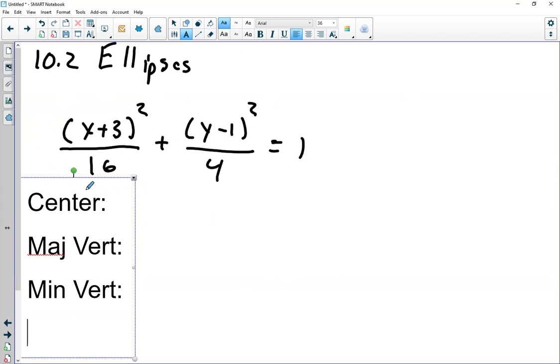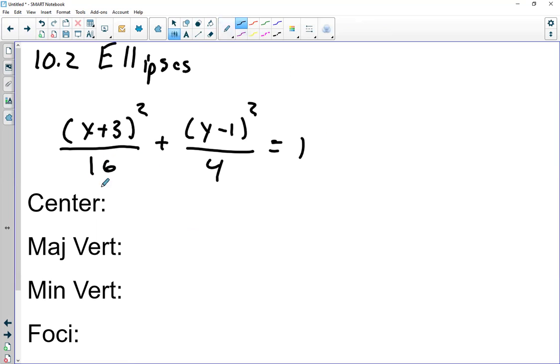Do I have to label things? I know how to find all the points, but I'm going to forget what it's called. Yes. Okay, so here's the generic version. A is always the biggest, and it happens to be under x. So our general or standard version is (x − h) squared.